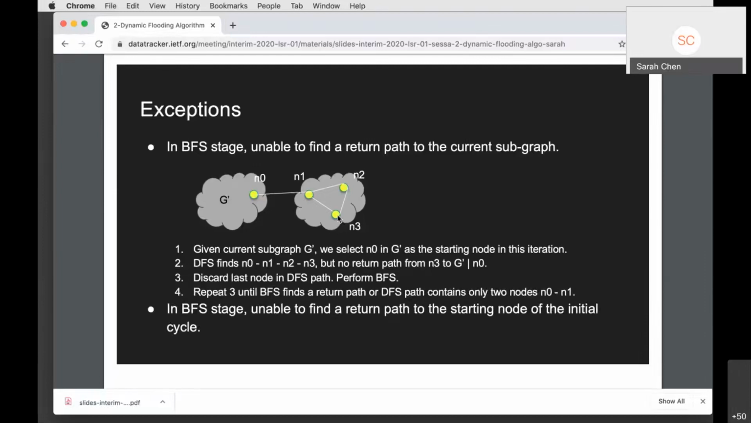So we can modify the algorithm to just discard the last DFS node. So we search the shortest path from the second to last, N2, back to the subgraph. Unfortunately, in this case, we couldn't find any path either. So we discard N2, then there is only one node left, N1. So then we know that this edge N0-N1 must be in the subgraph. Otherwise, the graph will be disconnected. So we add this cutting edge to the subgraph. And then we start the algorithm again. Similarly, when trying to find the initial cycle, we might also run into this scenario. If we cannot find any cycle on the starting node, then we just pick another node.